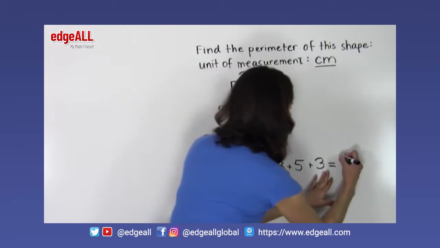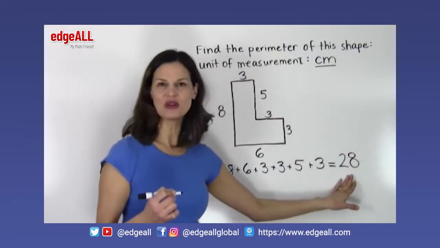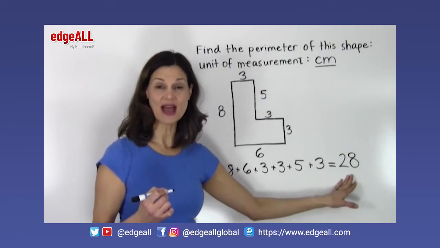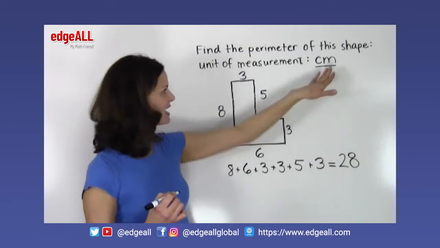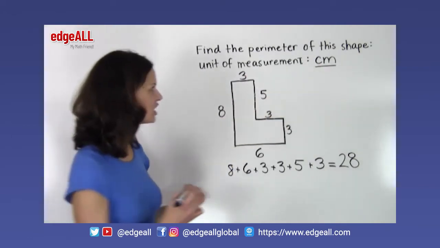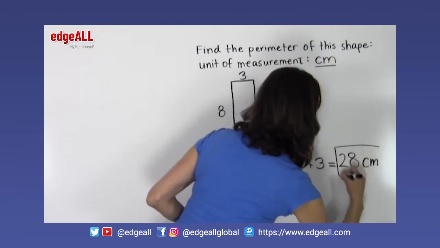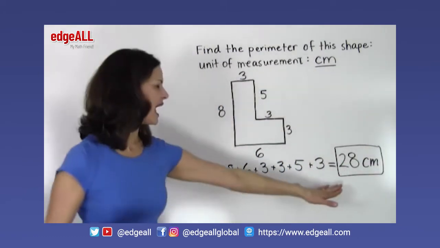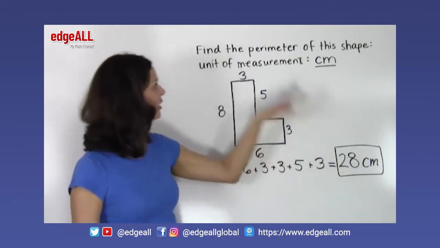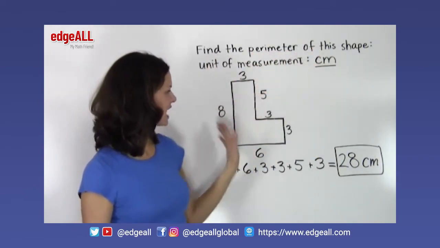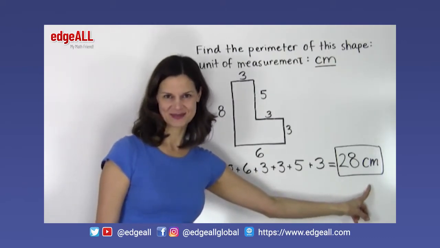plus 3 is 28. Now remember that whenever we report an answer of a measurement, we need to have a unit of measure with it. And so we know in this case that our units are centimeters. So I don't want to just leave my answer as 28. I want to make sure that I report the perimeter of this shape as being 28 centimeters.